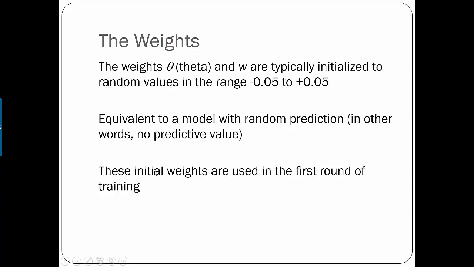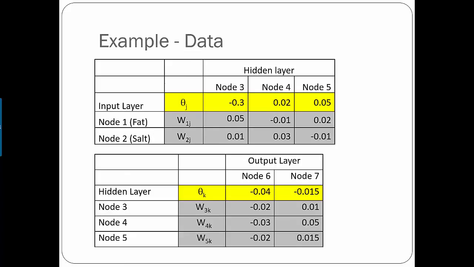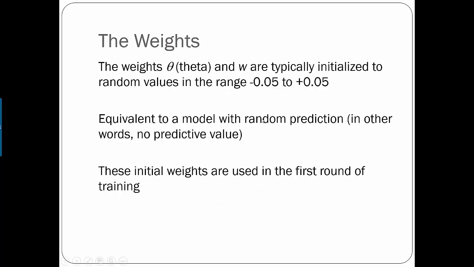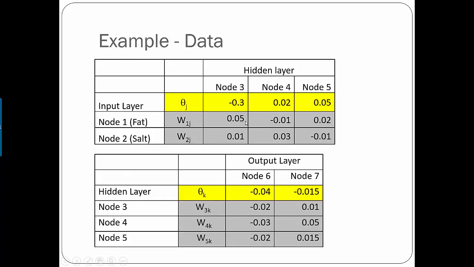So these initial weights are used in the process of training, meaning developing the model. Similarly, the W coefficients are also arbitrarily assigned values. Here, let's assume that we arbitrarily selected values for the hidden layer, nodes 3, 4, and 5.